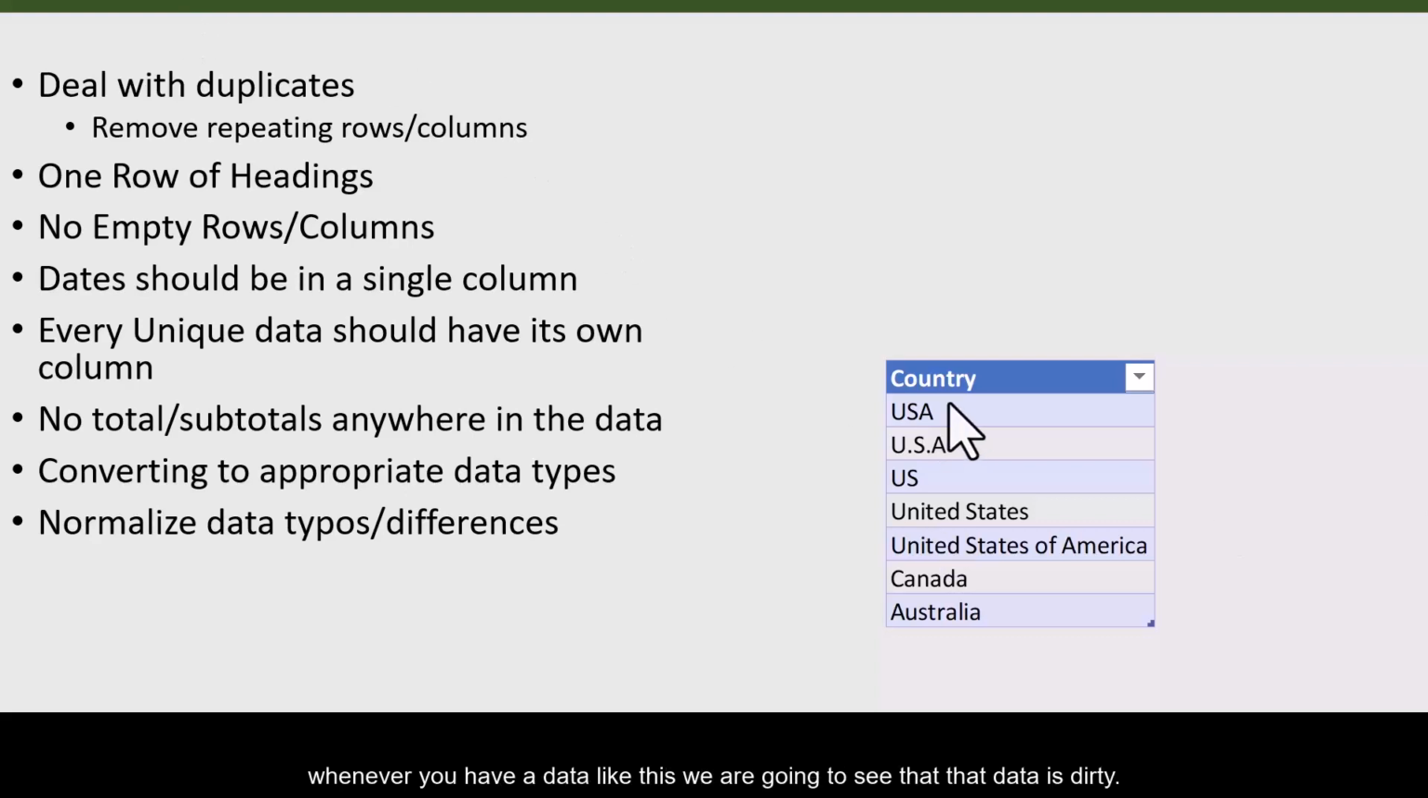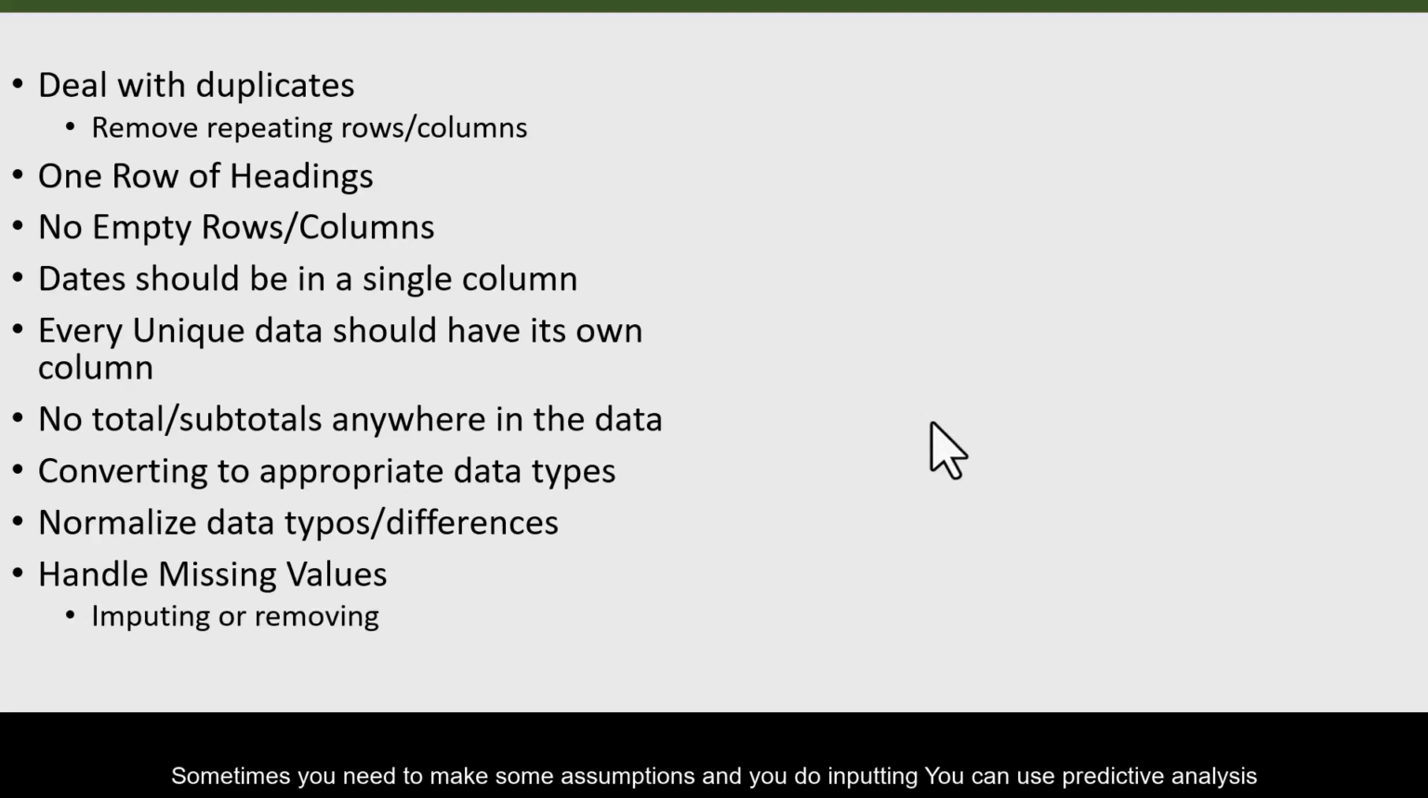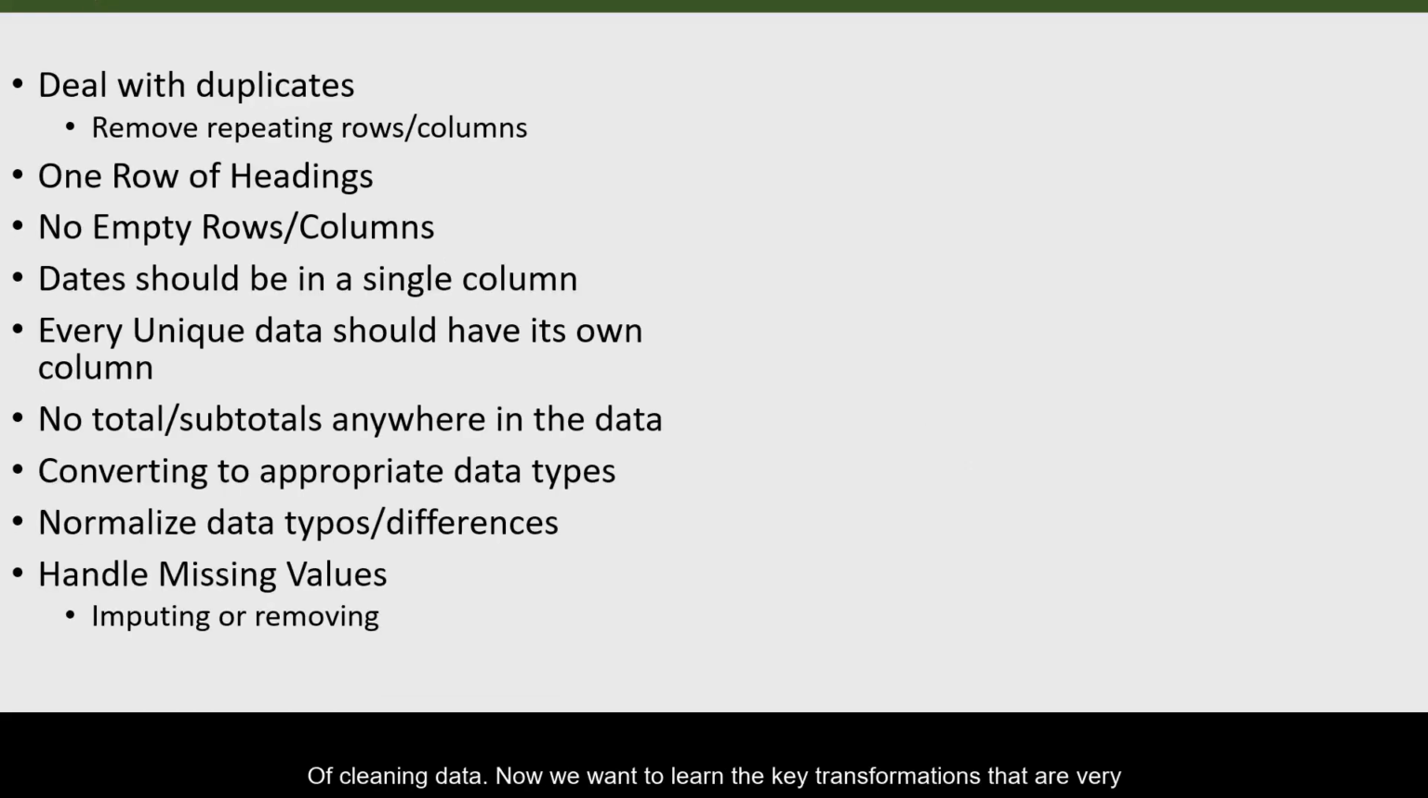Whenever you have data like this, we are going to say that data is dirty. Also, you need to undo missing values. Sometimes you have missing values in your data. When you have missing values, sometimes you can continue with your analysis like that. Sometimes you need to make some assumptions and do imputing. You can use predictive analysis to do imputing. You can impute with the last value that you have. There are a lot of techniques, and sometimes you may need to remove them. It all depends on the data, the problem you are trying to solve, and the level of precision that you are expecting from your work. That will determine the method you are going to use to handle missing values. These are some of the concepts about the rules of cleaning dirty data.